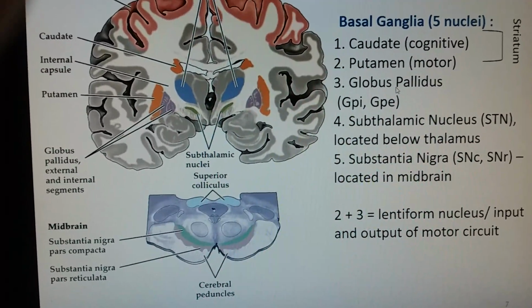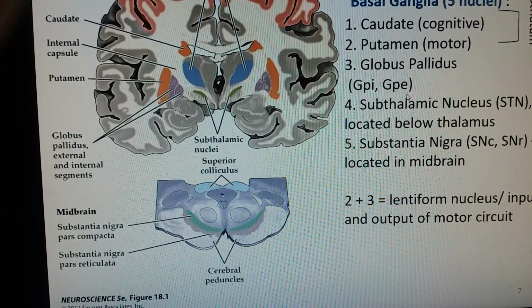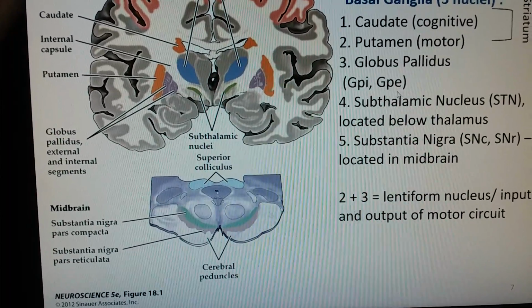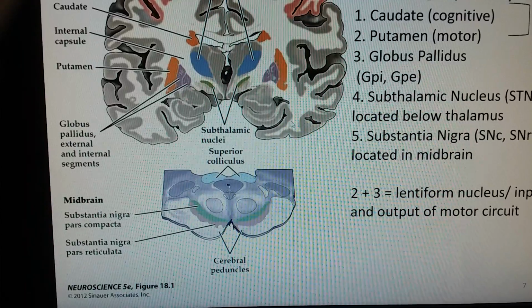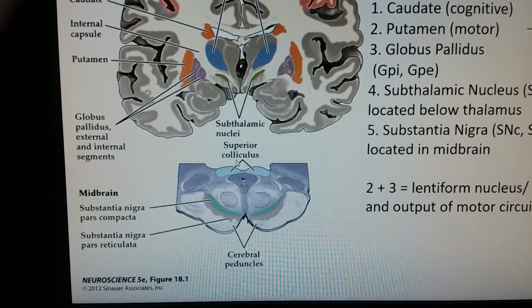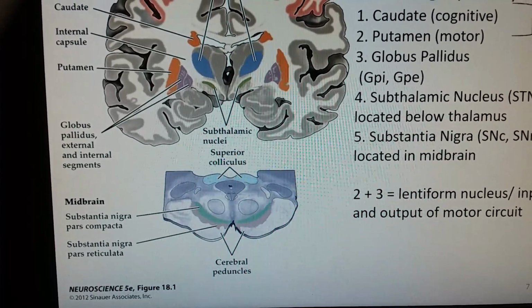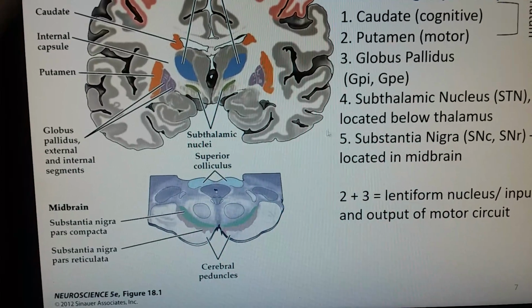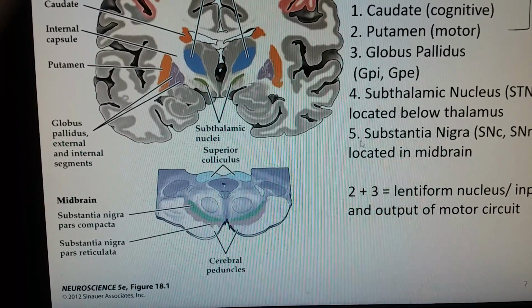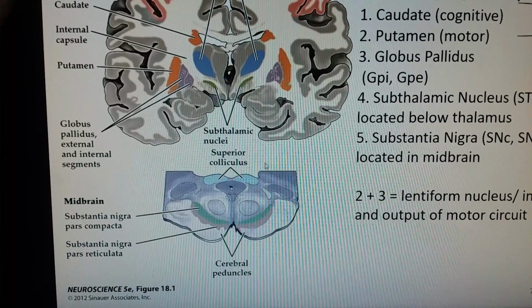The globus pallidus has 2 components, the GPi and GPe. We'll talk about those in a second. The subthalamic nucleus and the substantia nigra are located in the midbrain.